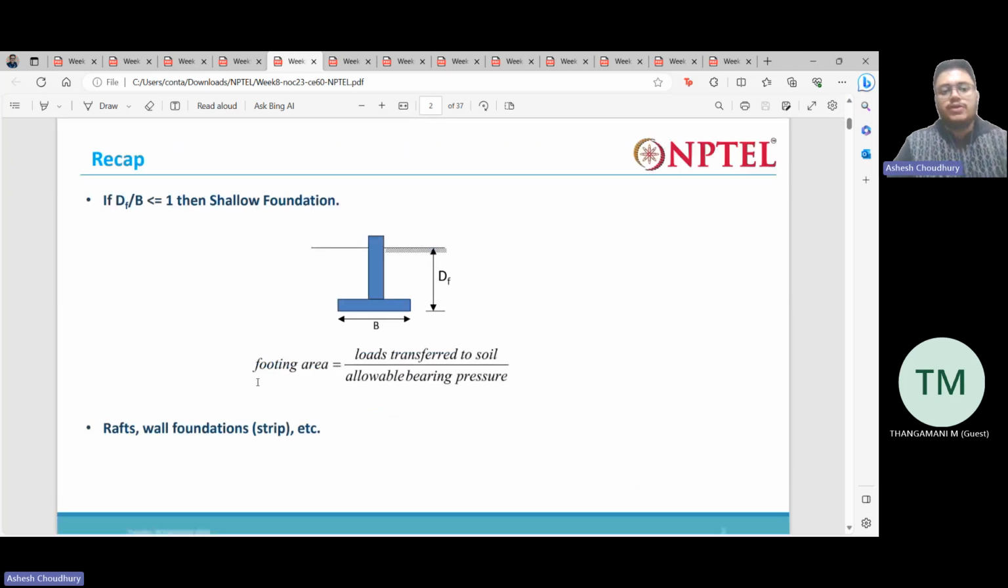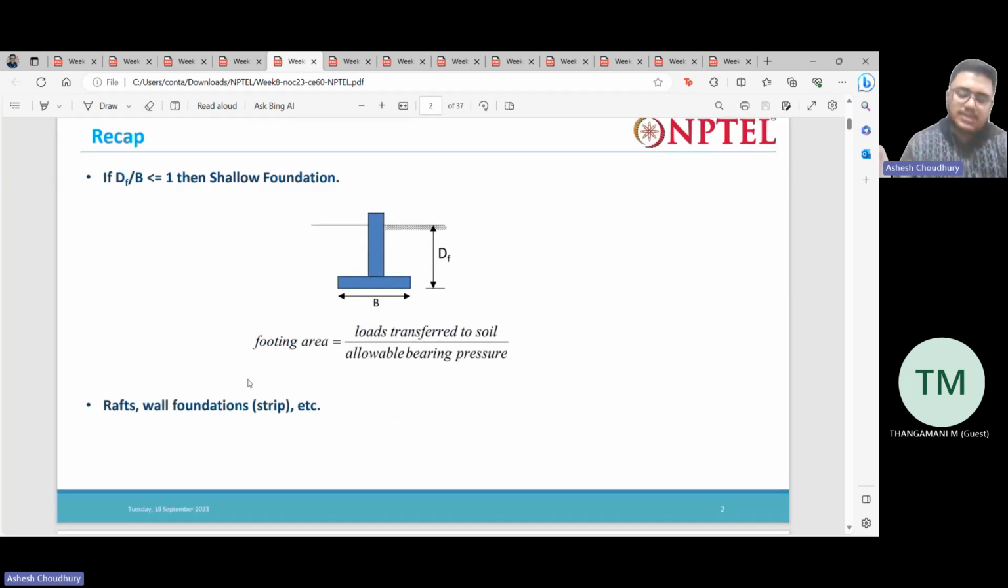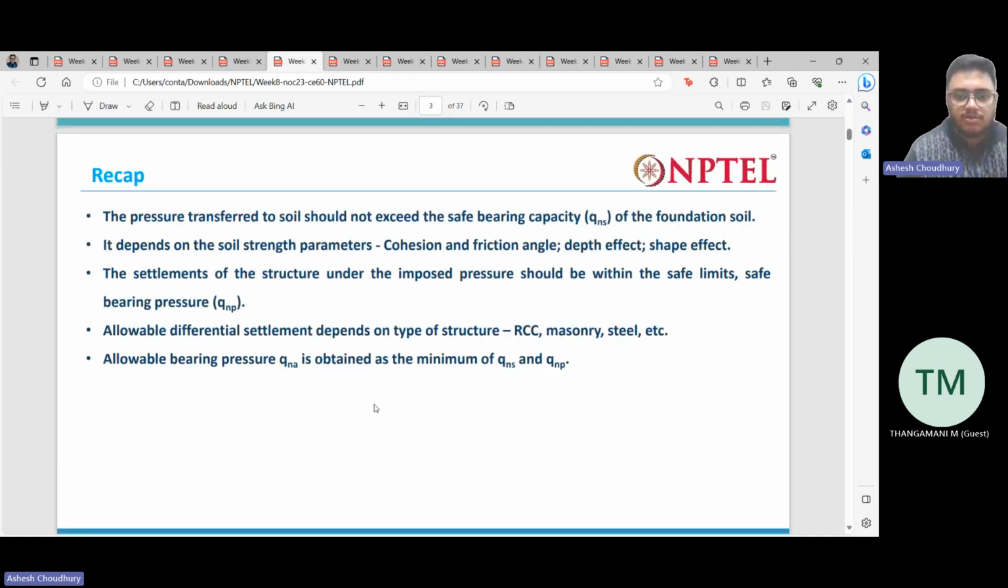So what is a shallow foundation? If the ratio of the depth of the foundation to the width of the foundation is less than or equal to 1, then we call the foundation a shallow foundation. Examples are rafts, wall foundations, etc. And what is a deep foundation? Deep foundations are nothing but piles and caissons.